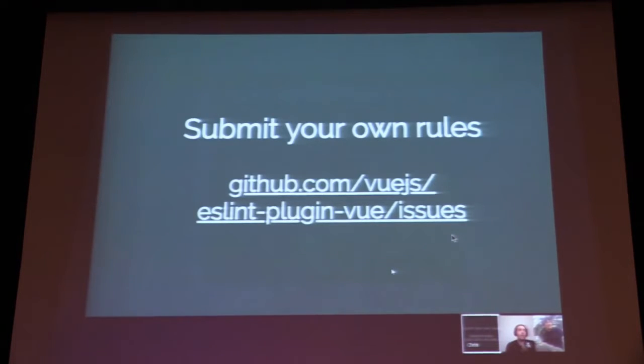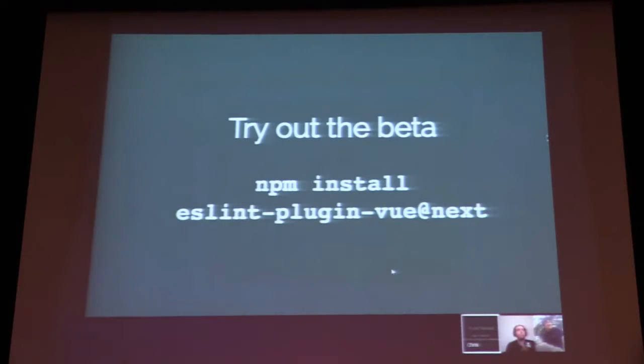So you can also submit your own rules. If you go to github.com/vuejs/eslint-plugin-vue, you can see all of the issues here. And you can submit your own issues if you'd like to do something really special, really different. You can also try out the beta at npm, with npm install eslint-plugin-vue@next. And if you look at the current docs, you'll see information on the rules that aren't yet out.